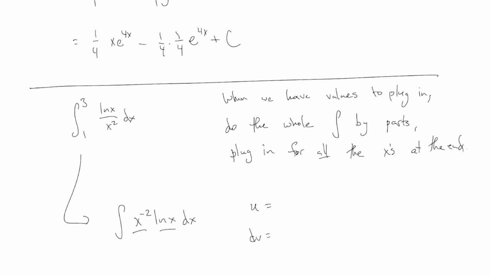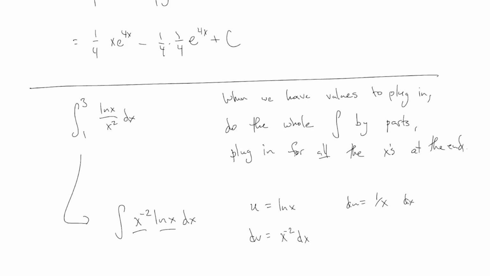It's something weird like that, which I'm not into. So I'm going to put the u as the ln x. That's because du is 1 over x, right? And then the dx, of course. And then the dv must be the other one, which is x to the minus 2 dx. You always include dx as part of the dv.